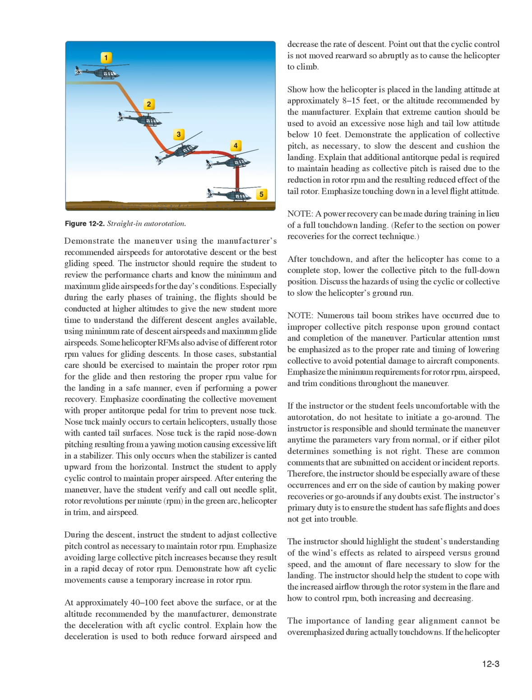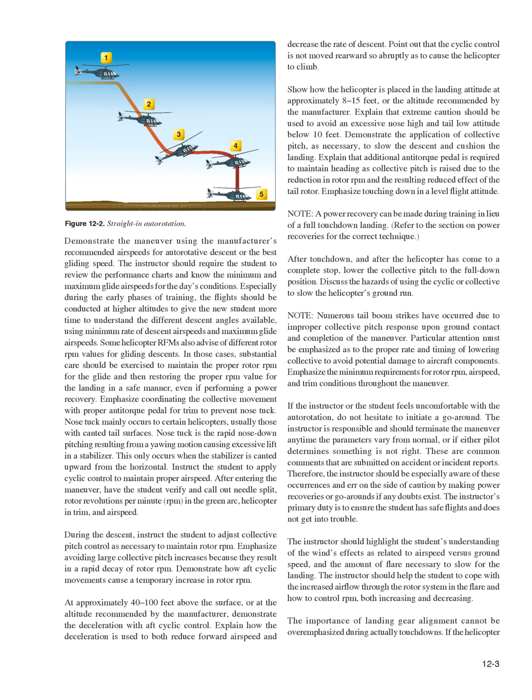After touchdown, and after the helicopter has come to a complete stop, lower the collective pitch to the full down position. Discuss the hazards of using the cyclic or collective to slow the helicopter's ground run. Note, numerous tail boom strikes have occurred due to improper collective pitch response upon ground contact and completion of the maneuver. Particular attention must be emphasized as to the proper rate and timing of lowering collective to avoid potential damage to aircraft components. Emphasize the minimum requirements for rotor RPM, airspeed, and trim conditions throughout the maneuver.